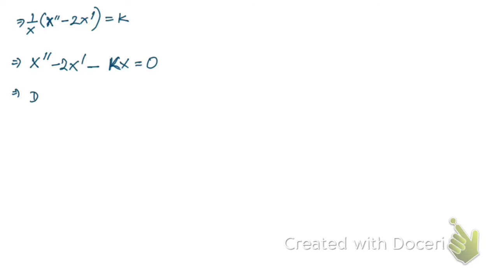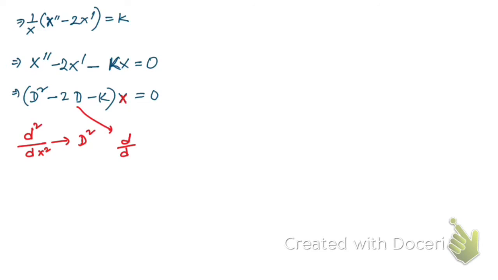So we can write (D square minus 2D minus k) X is equal to 0. Here you see X double dash, we know that it is the second order derivative of capital X with respect to small x, right? And if you take this X out, it is represented by D square. Similarly, this D represents d by dx with respect to small x, right? And this X is taken outside, right? Similarly, this X is also taken out here, right? So hope you have understood this.